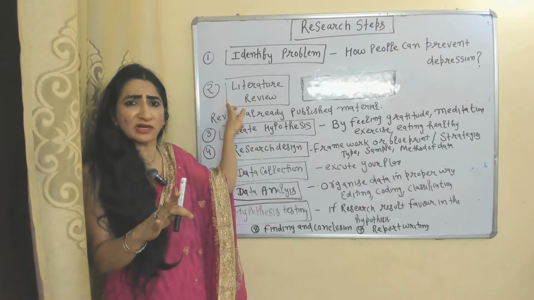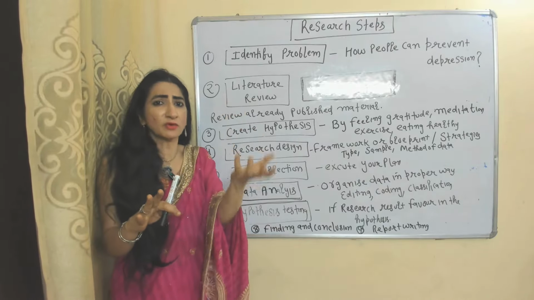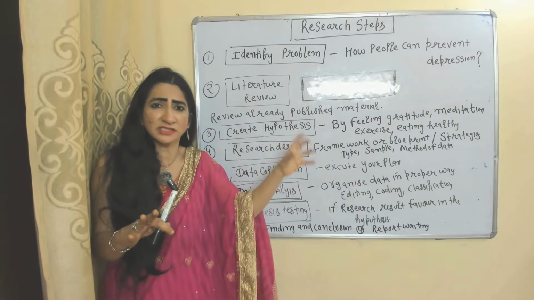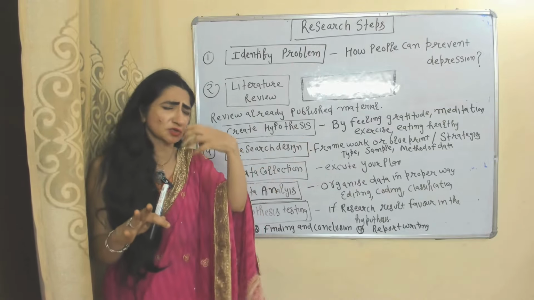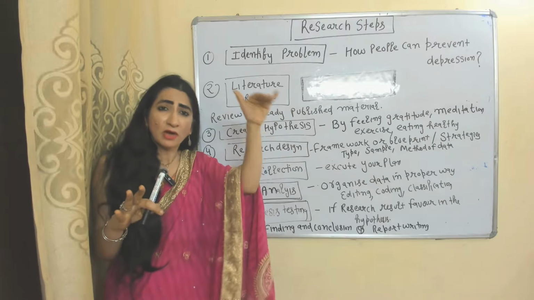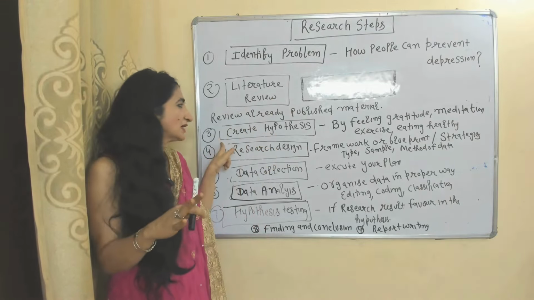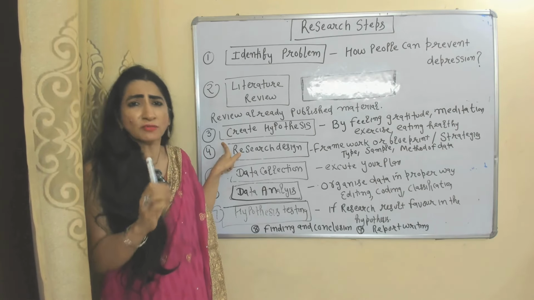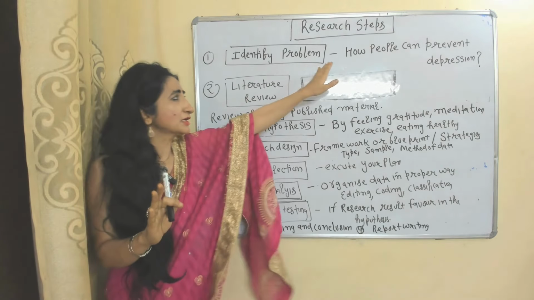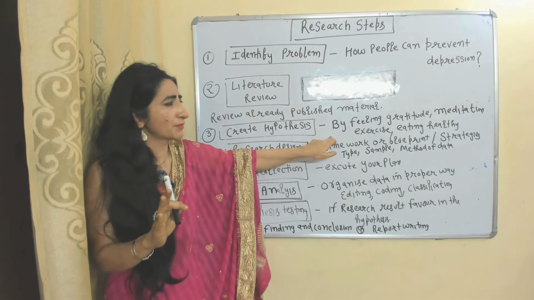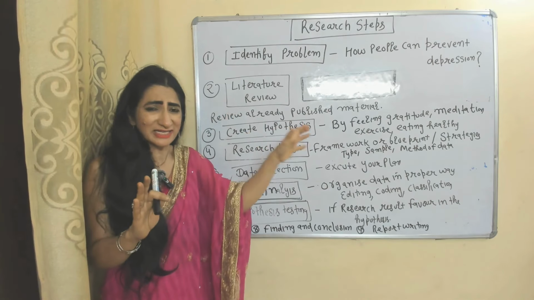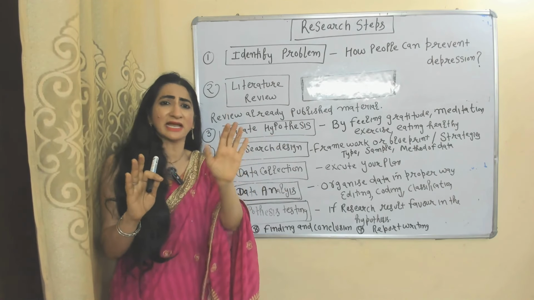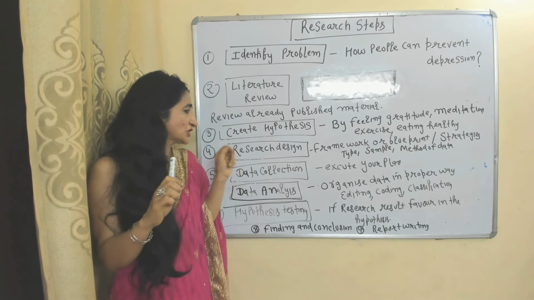Second step, literature review. That means you will review already published material on the same topic. For example, you study so many books and articles which have already been published on depression. Create hypotheses. Hypotheses are possible, or you can say assumed, solutions to your problem. For example, the assumed solution of this problem: by feeling gratitude, doing meditation, exercise, eating healthy, people can prevent their depression.